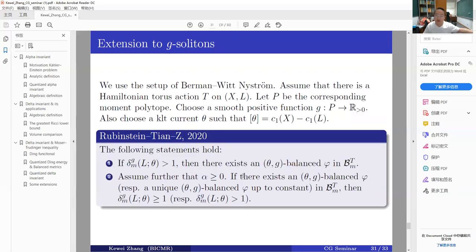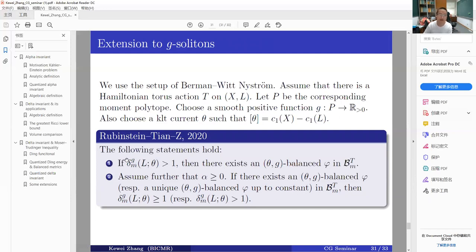You can also try to extend this by using some group action. For instance, we use the setup of Berman with Nyström. You can consider the G-soliton case. The following result can be thought of as a quantization of the recent result of Han and Li, where they proved the Yau-Tian-Donaldson theorem for a very general class of metrics, which is called twisted G-balanced metrics, I guess. So our result here is a quantized version of their result, which says that this G-weighted theta-twisted delta M invariant can characterize the existence of this twisted G-weighted balanced metric.